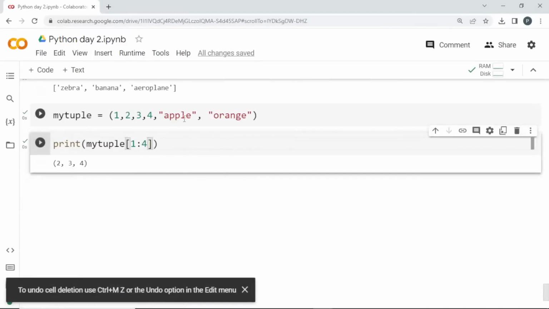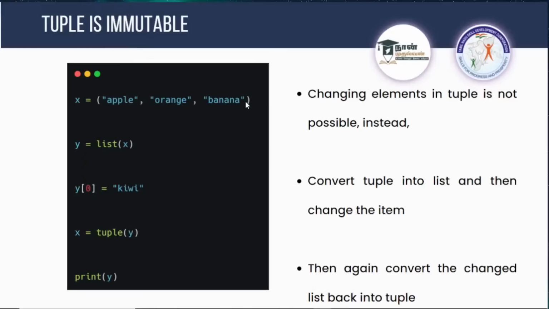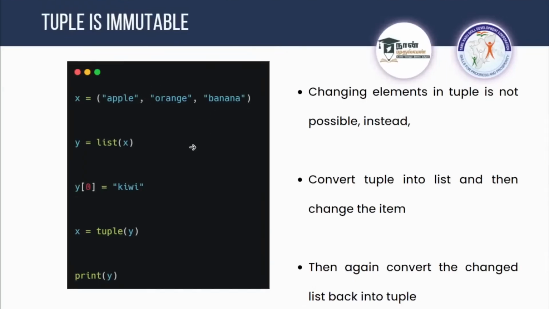If you need to change this, what you can do is convert this tuple into a list. To convert a tuple into a list, you can call the list option, and inside, if you pass any sequence, a string or a tuple, it will be converted into a list and stored in y. So now y has these things in a list. A list is mutable, right? So in the 0th index I am changing that to kiwi.